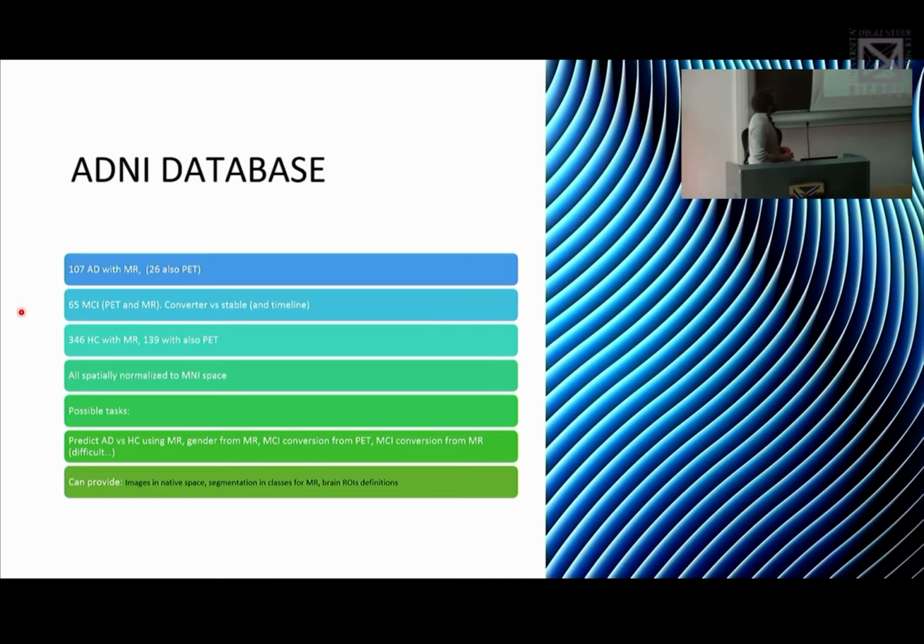65 mild cognitive impairment subjects with both PET and MR. And I also have a CSV file which tells for each subject if they remained stable, and for how many years, or if they converted to AD and how long it took. Then I have 346 healthy controls with magnetic resonance and 139 also with PET.